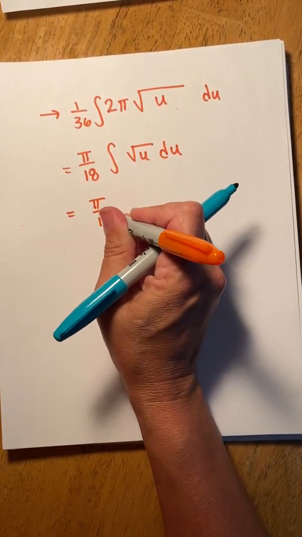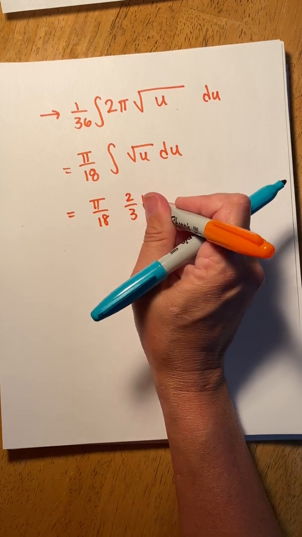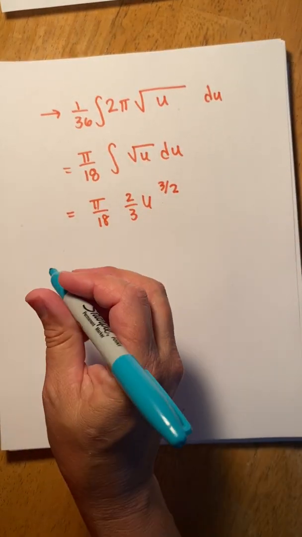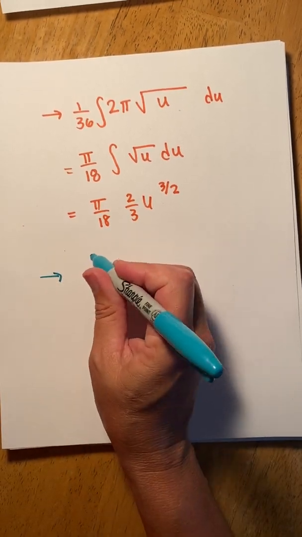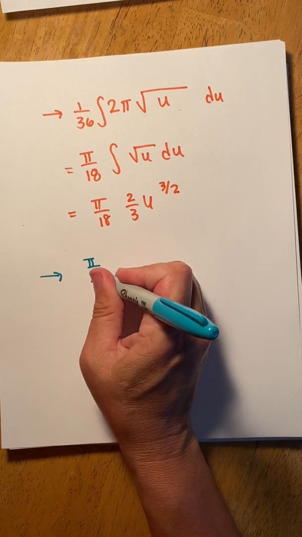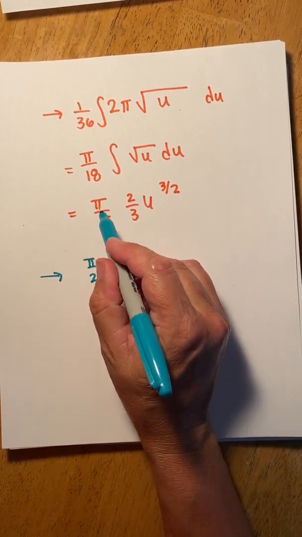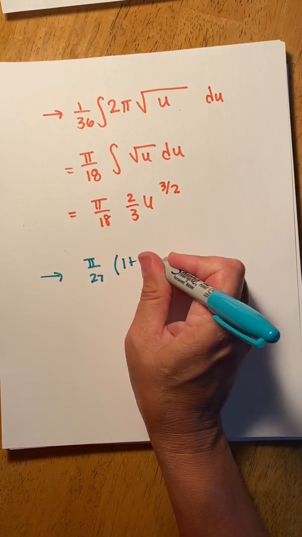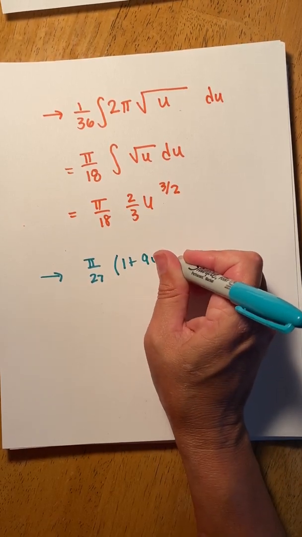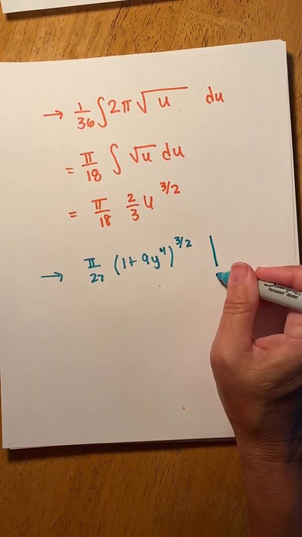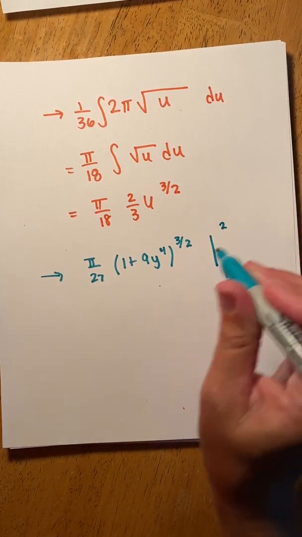All right, so then it's just really pi over 18, integral the square root of u du, pi over 18, 2/3 u to the 3/2. So our integral becomes, that would be pi over 27, because 2/3 times pi over 18 is pi over 27. And then u was 1 plus 9y to the 4th, to the 3/2. And we'll evaluate that from 1 to 2.